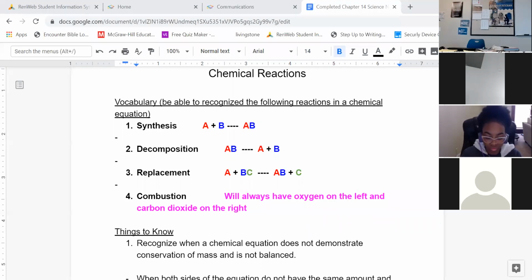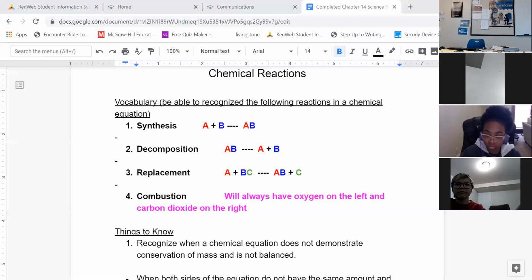Now, a replacement equation is when you have one little piece or one element combined with a molecule that has two or more elements, and there's a switch going on. This A connects to the B now, and the C is all by itself and lonely. That's called a replacement. That A is replacing the C in that molecule.